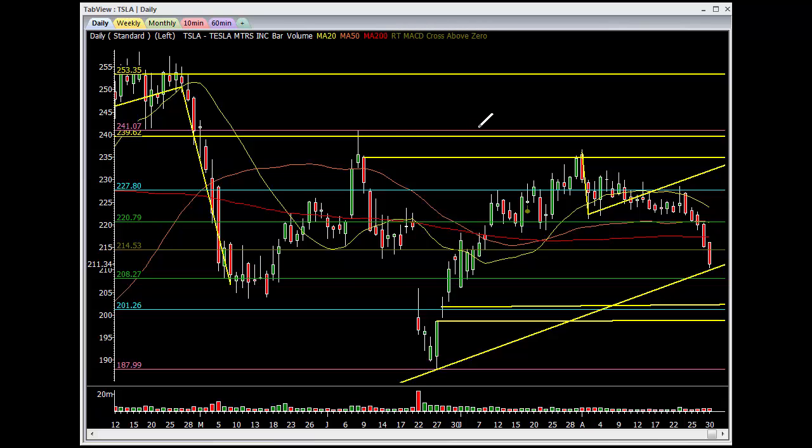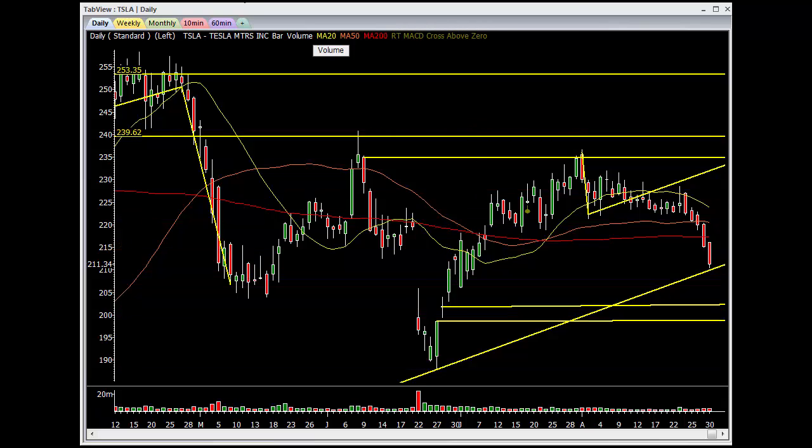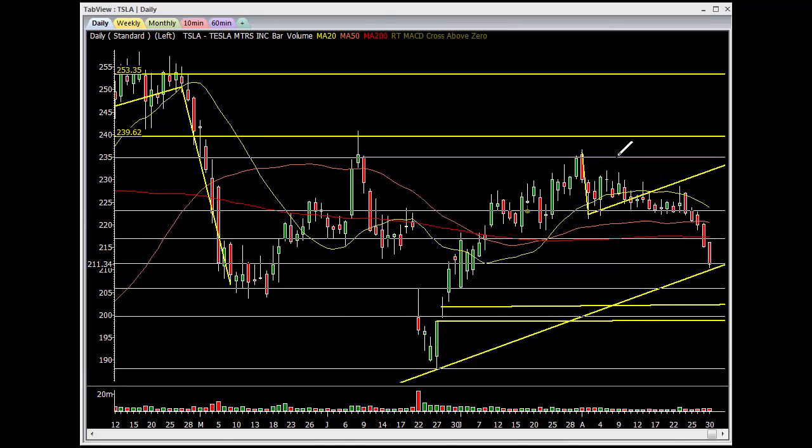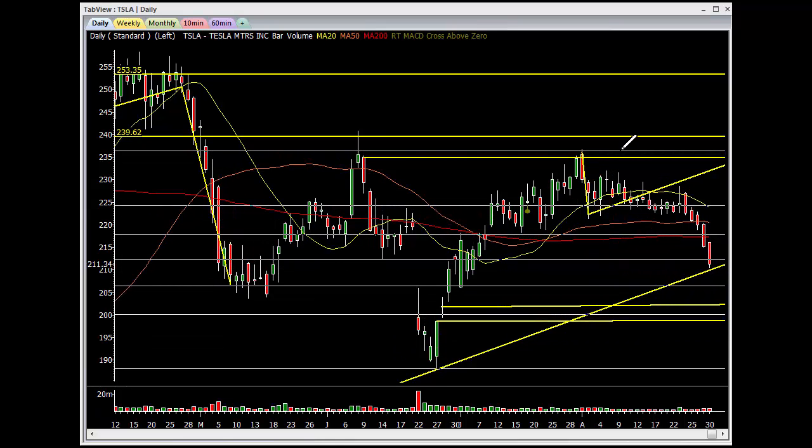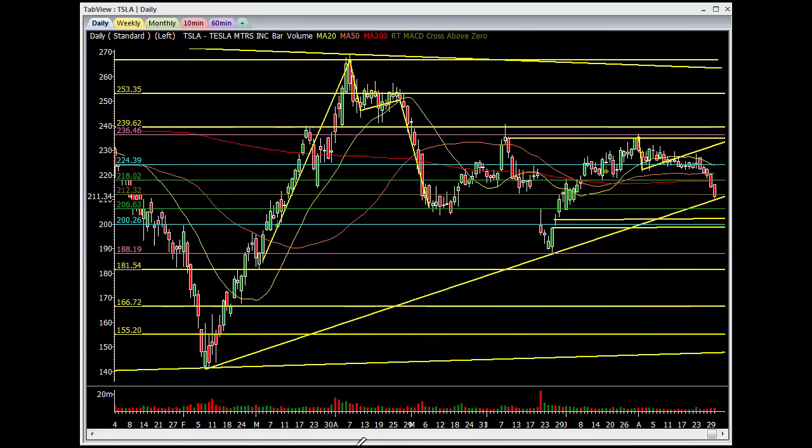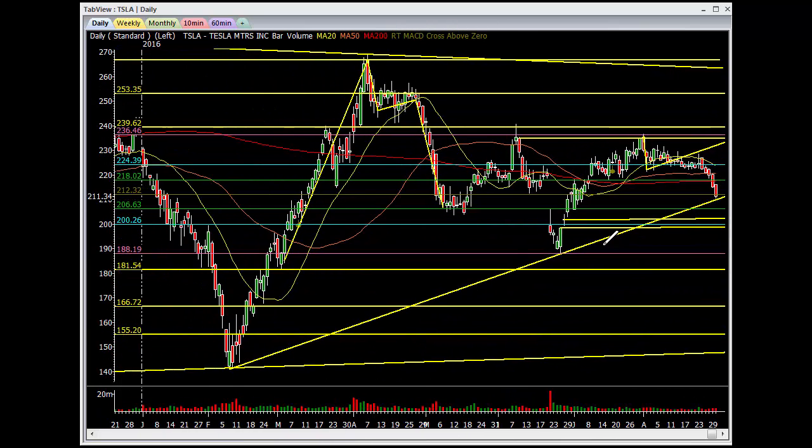Actually, let me pull that out. I want to put a fib on this one. Let's see what fib we're at too, because now we're coming into some possible support here. A little bit lower. The 618 is around 206.63, but we do have this big trend line. Symmetry's not bad, so I'd say we could bounce here.